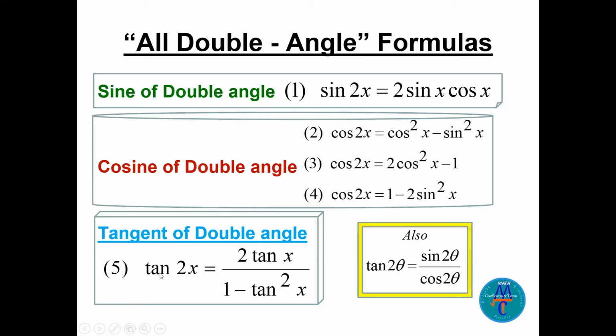Tangent of double angle, tan of 2x, will be 2 tan of x divided by 1 minus tan squared of x. Also, you can still use tan 2 theta as the old formula, remember? The quotient, sine of 2 theta divided by cosine of 2 theta. If you have the answer for sine 2 theta and the answer for cosine 2 theta. Otherwise, you can use this one here.